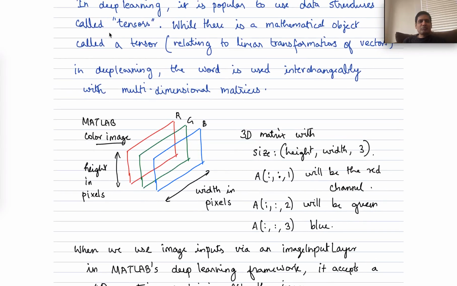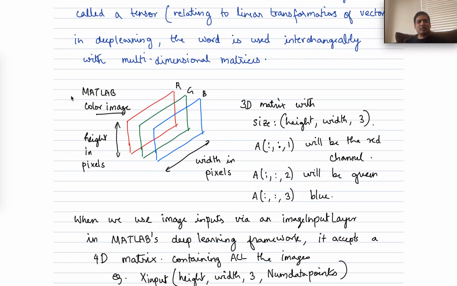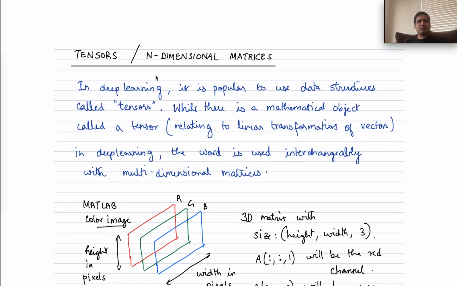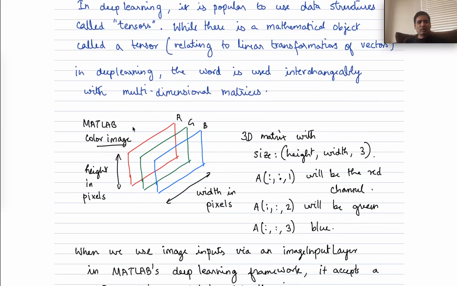So we were just talking about tensors, how there's this mathematical object called a tensor that has a very classical mathematical underpinning that is beyond matrices, but that at least in the context of deep learning and specifically in MATLAB, we use the word tensors interchangeably with n-dimensional matrices, specifically to store data that look like, for instance, images.